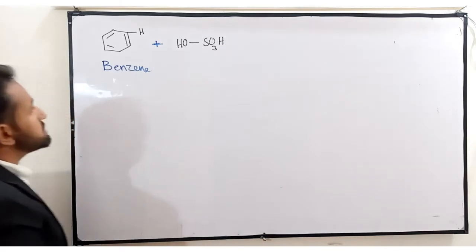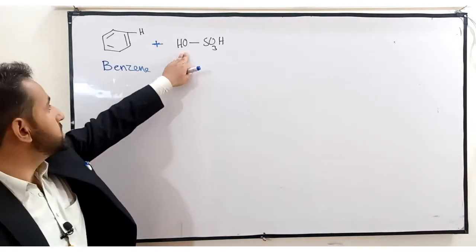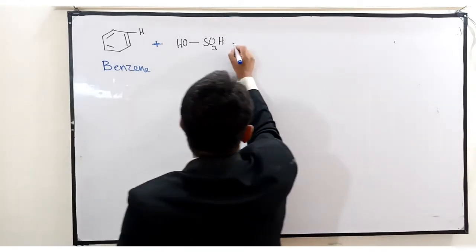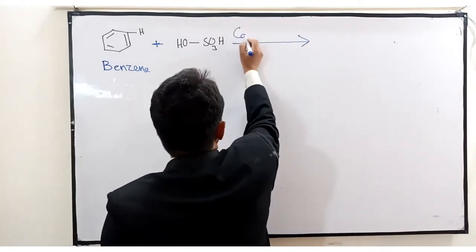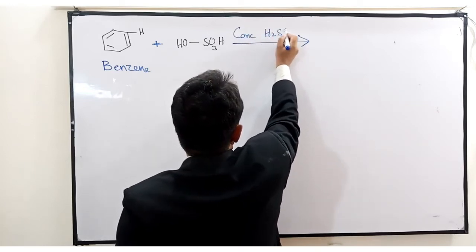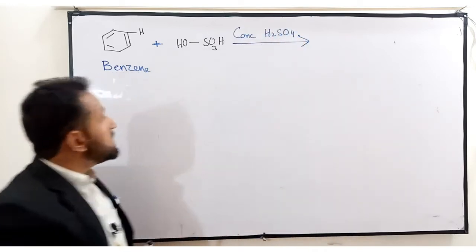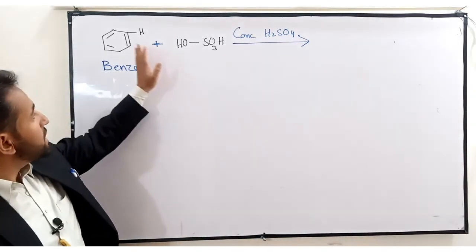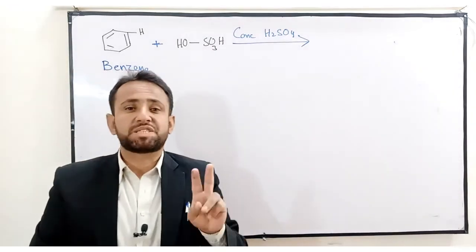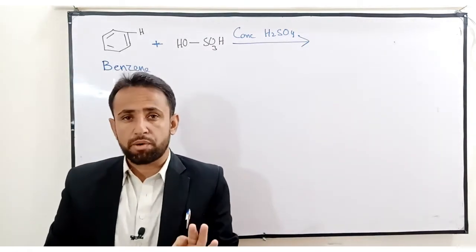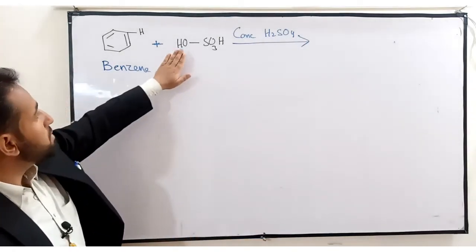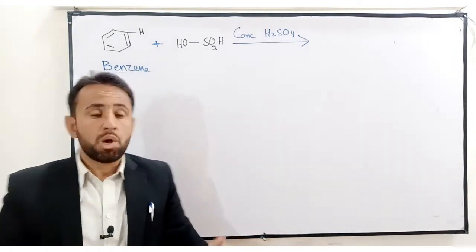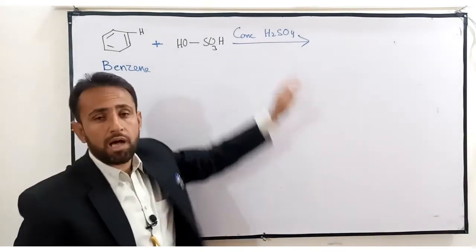That is sulfuric acid, H2SO4. Understand? In the presence of a catalyst, that is concentrated sulfuric acid, H2SO4. In method number one, we are basically taking two molecules of the sulfuric acid, in which one molecule will react as a reactant or reagent, while the second molecule reacts as a catalyst.